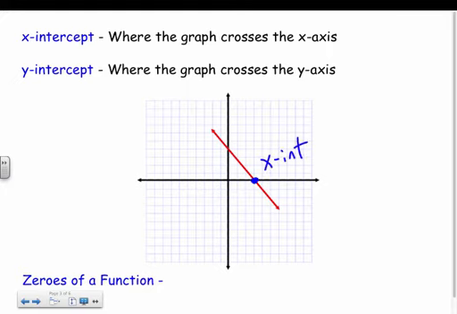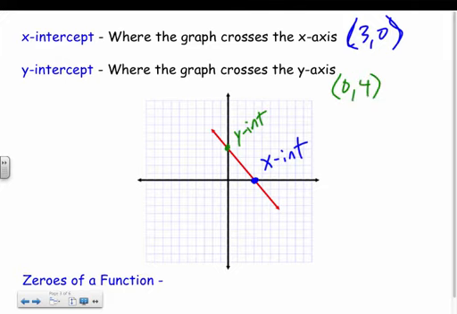The y-intercept, well, where it crosses the y-axis. So right here would be the y-intercept. And let me write the coordinates for both of these. The x-intercept in this case is (3, 0). Those are parentheses, kind of fancy parentheses. And the y-intercept was at (0, 4).